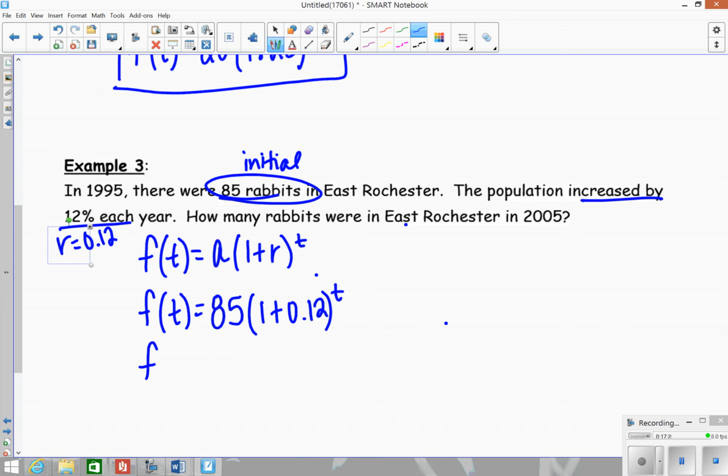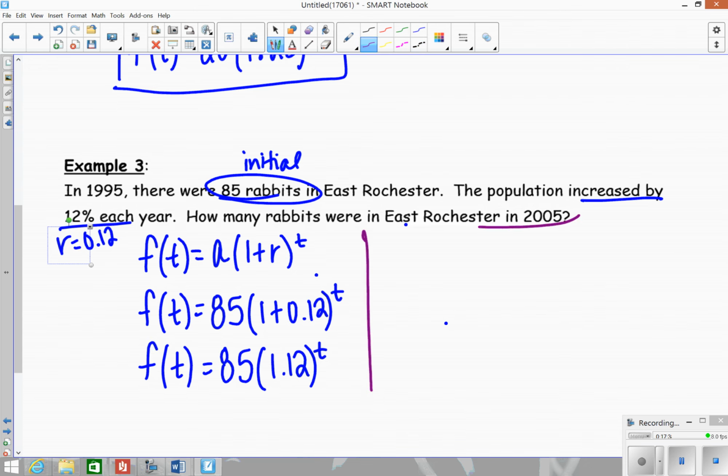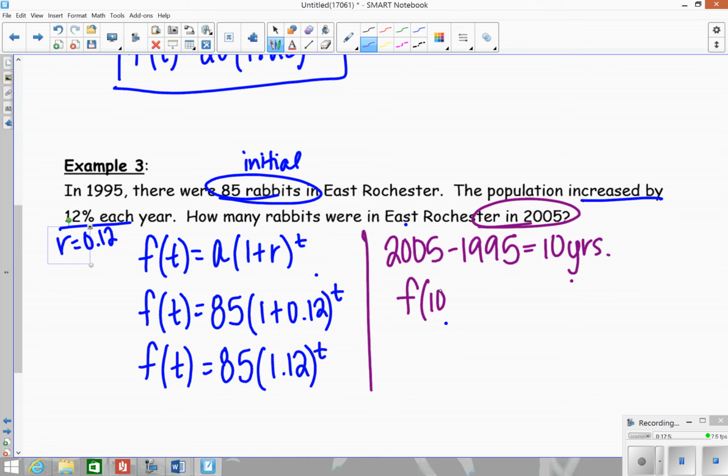So our formula is 85 times 1.12 raised to the t. So there's your formula. According to this situation, we want to know how many rabbits were in ER in 2005. So that means we're going to take 2005 and subtract off 1995 from it. So we get 10 years that we're looking at. So that means I'm going to plug 10 into my formula.